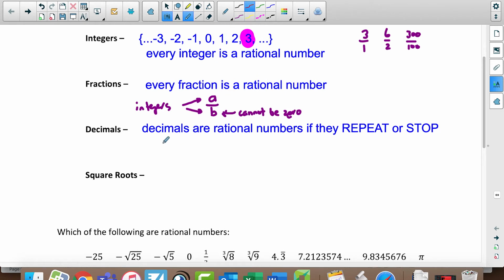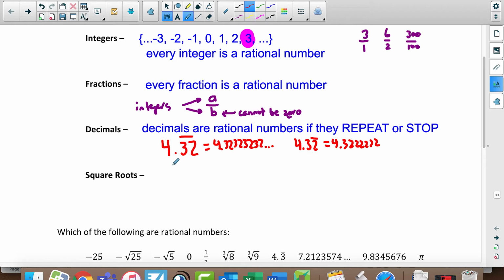So for example, 4.32 with a little line over the 3 and the 2. What does that mean? That means 4.32323232, and how long does that go on for? Forever. The 3 and the 2 repeat, so it is rational. How about this? 4.32 with the line just over the 2. That means 4.3 and then the repeating part, 2, 2, 2, 2, 2, 2. It's repeating, so it's rational.